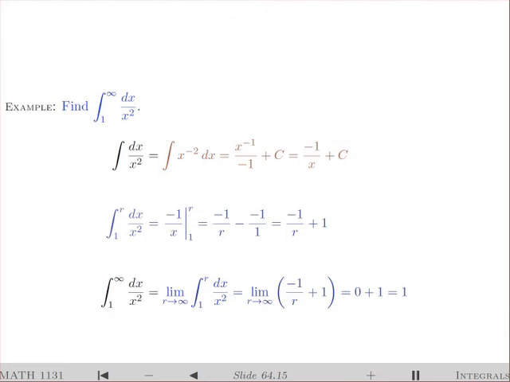This is the basic approach I will use to calculate improper integrals. We will continue doing a few more examples in the next 3 or 4 sessions.